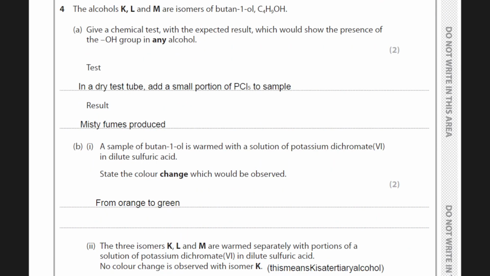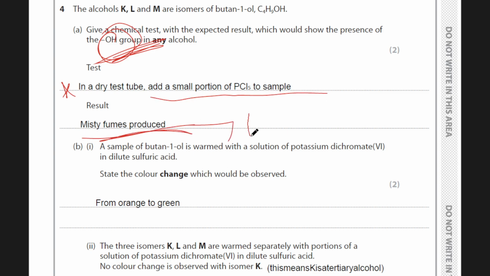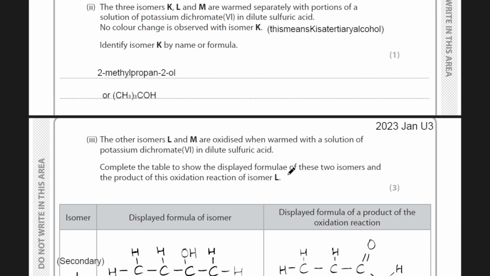Now the alcohols K, L, M are isomers of butanol, the alcohol down here. So again we need the same chemical test for determining the presence of an OH group. In a dry test tube, you add a small portion of PCl5 and misty fumes will be produced, which is obviously HCl. Again, if you want to oxidize butanol, potassium dichromate(VI), the same thing we saw a little while ago in a previous question, it's going to be an orange to green color change, which ensures that the oxidation product has been produced. Again, with portions of solution in dilute sulfuric acid.